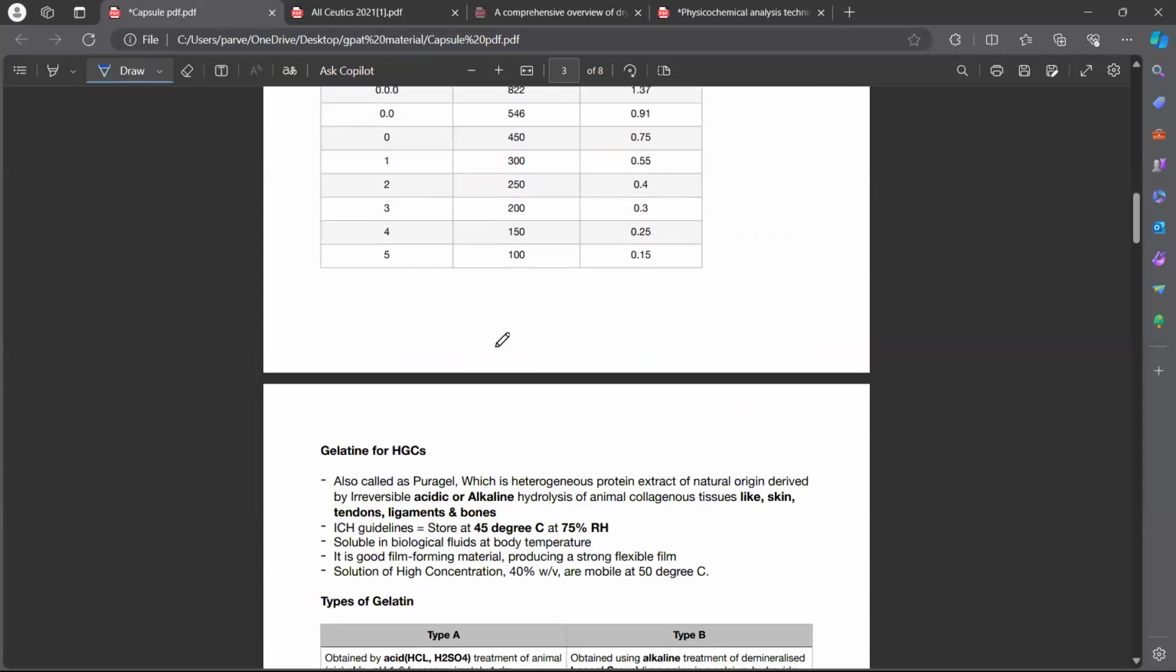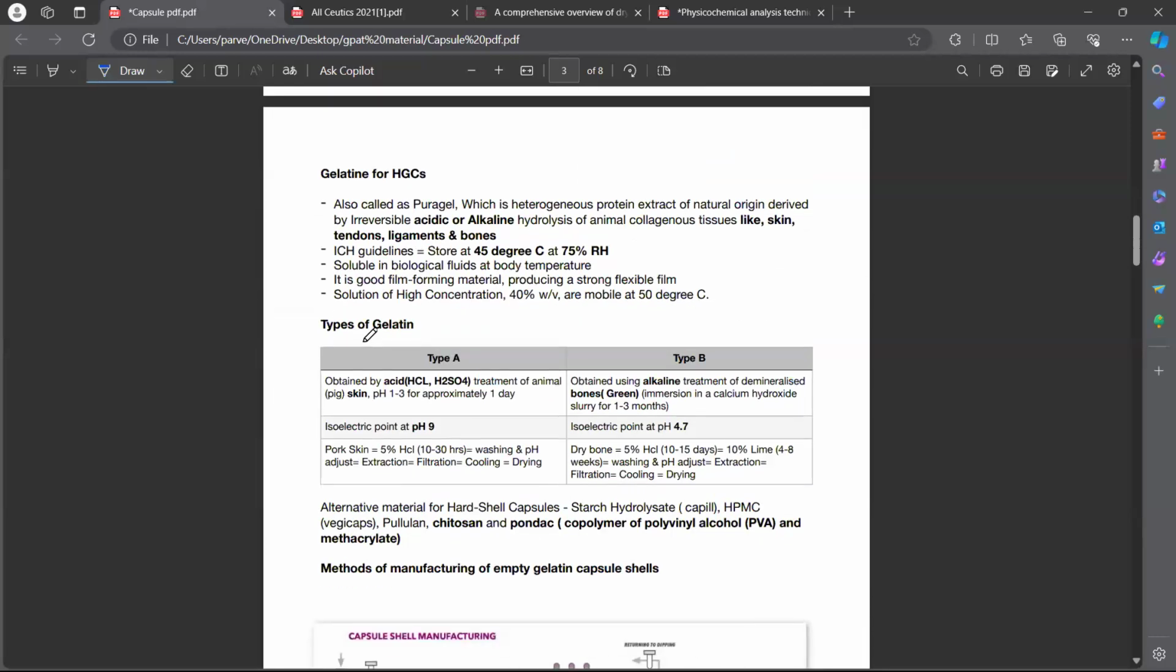So let us talk about some things about the types of gelatin. Guys, whoever is speaking, try to mute yourself because it's disturbing the class.